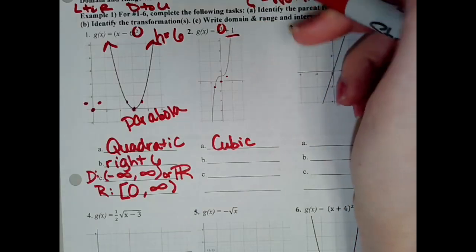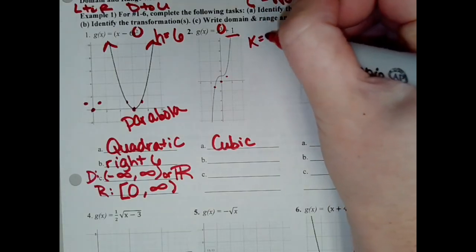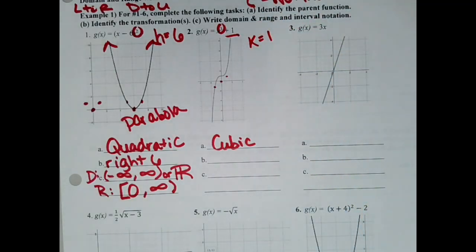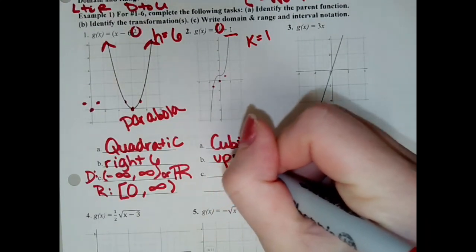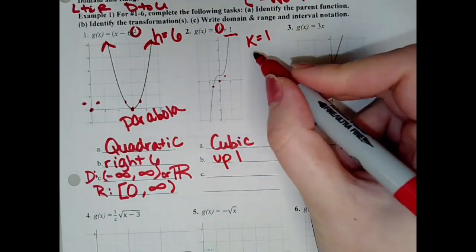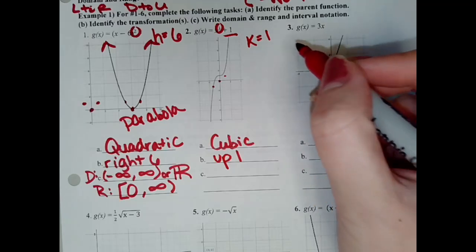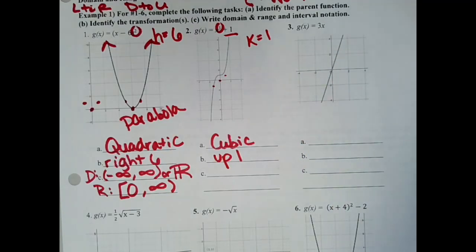There's a number on the outside that makes it my k value. k is going to be 1. With k being 1, that means that you are going to move everything up 1 unit because k is your vertical transformation and it's positive, which would be up. Negative would be down.